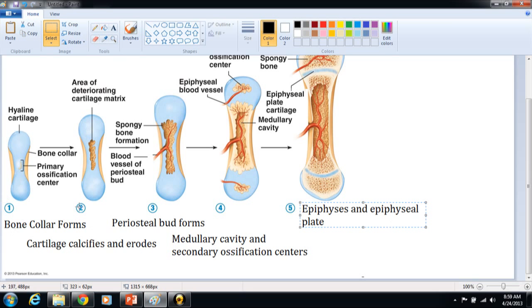Okay, step one, bone collar. Step two, cartilage calcifies and erodes, creating cavities. Step three, the periosteal bud forms and brings nutrients for the osteoblasts to start secreting bone matrix. Step four, we have a medullary cavity in the diaphysis, and secondary ossification centers start to form, where secondary periosteal buds are innervating the cartilage. And the last step, you have your epiphyseal plate and the epiphyses fully ossified.